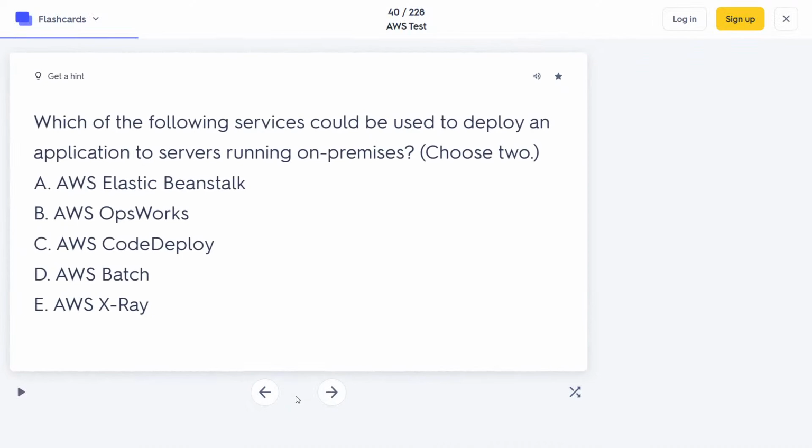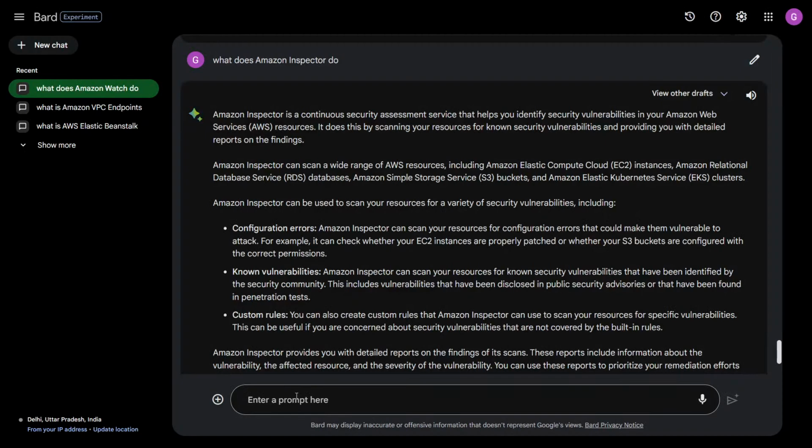Which of the following services could be used to deploy an application to a server running on-premises? Now that's a nice question. AWS CodeDeploy, AWS OpsWorks. Bro, your multitasking knowledge, like searching in multiple places. Thank you. Sounds cool. Amazon Inspector is a container security assessment service to inspect vulnerabilities.